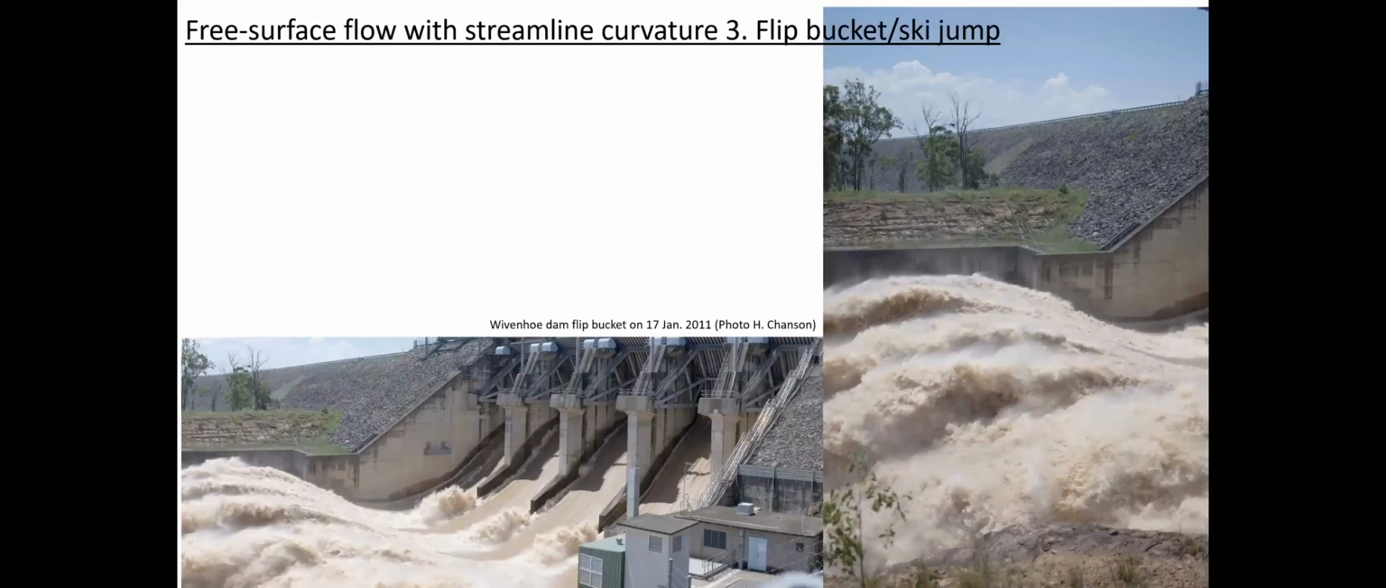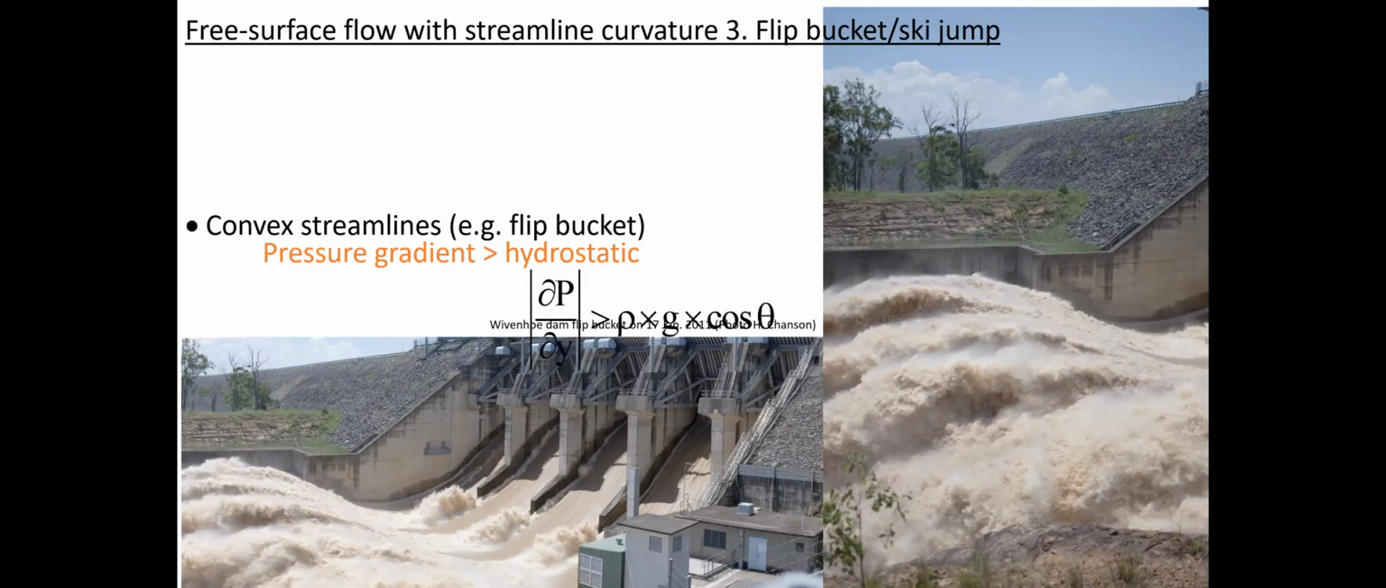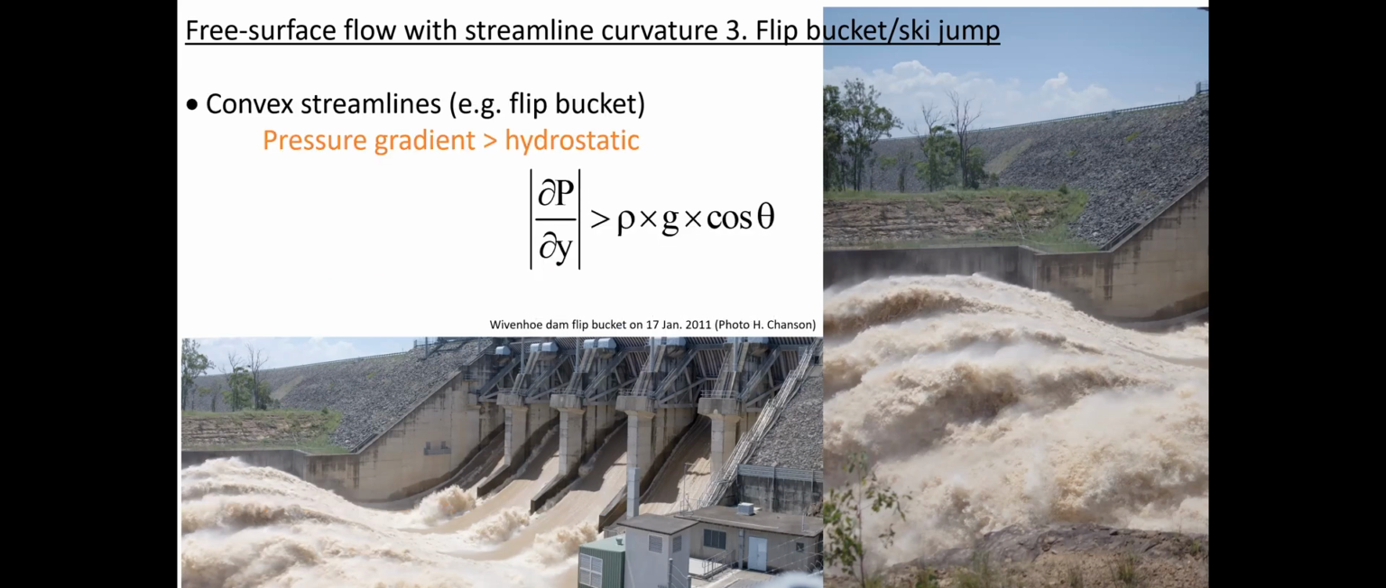Third situation, the flip bucket at the toe of a dam spillway, like here the Wivenhoe Dam. On the flip bucket, the water is deflected upward, the streamlines are convex, and the pressure gradient is greater than hydrostatic.